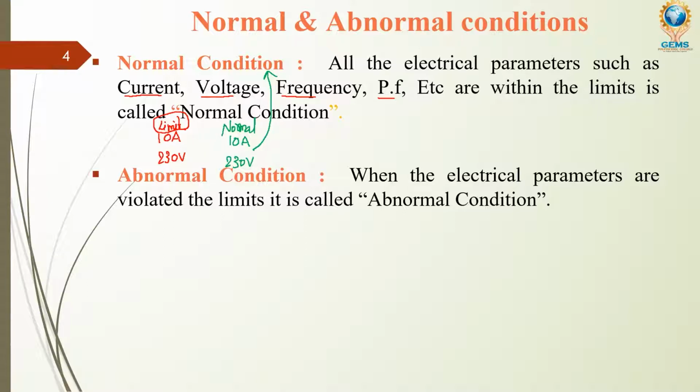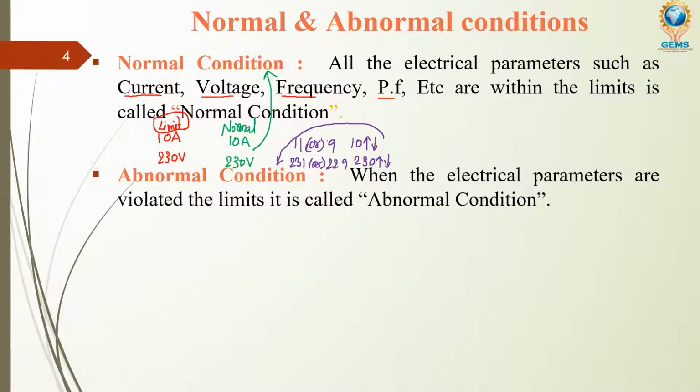Now if suppose the current is 11 or 9, means either above 10 or below 10, and voltage is 231 or 229, you can say 230, इससे ऊपर है नहीं तो नीचे, इसको कहते हैं हम लोग abnormal.